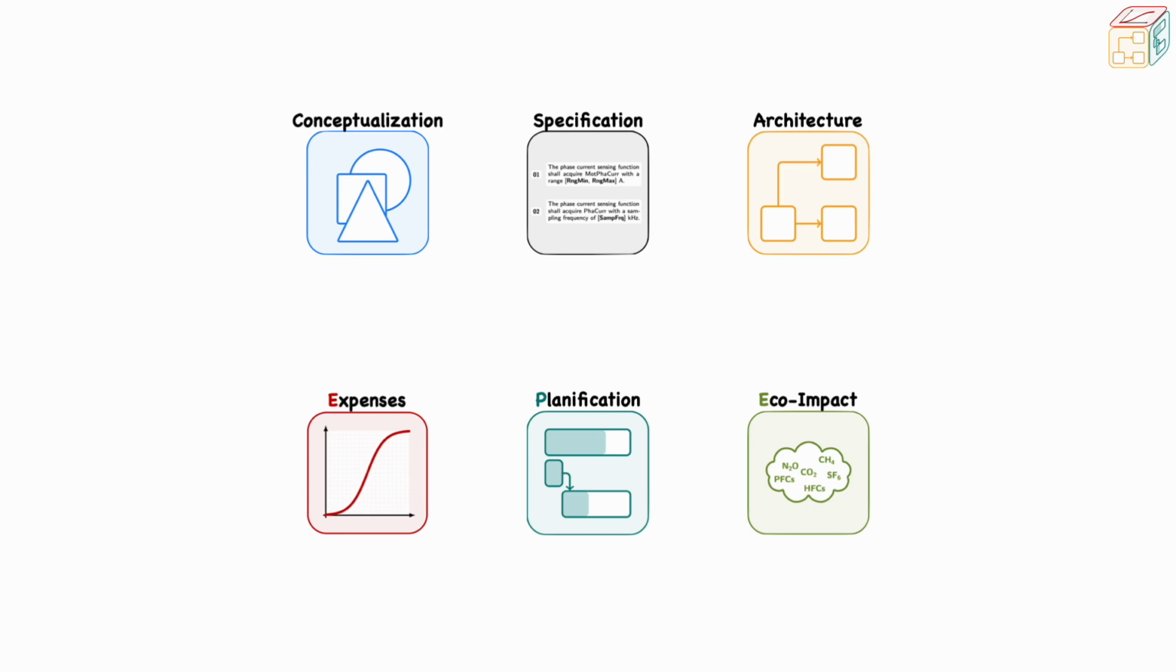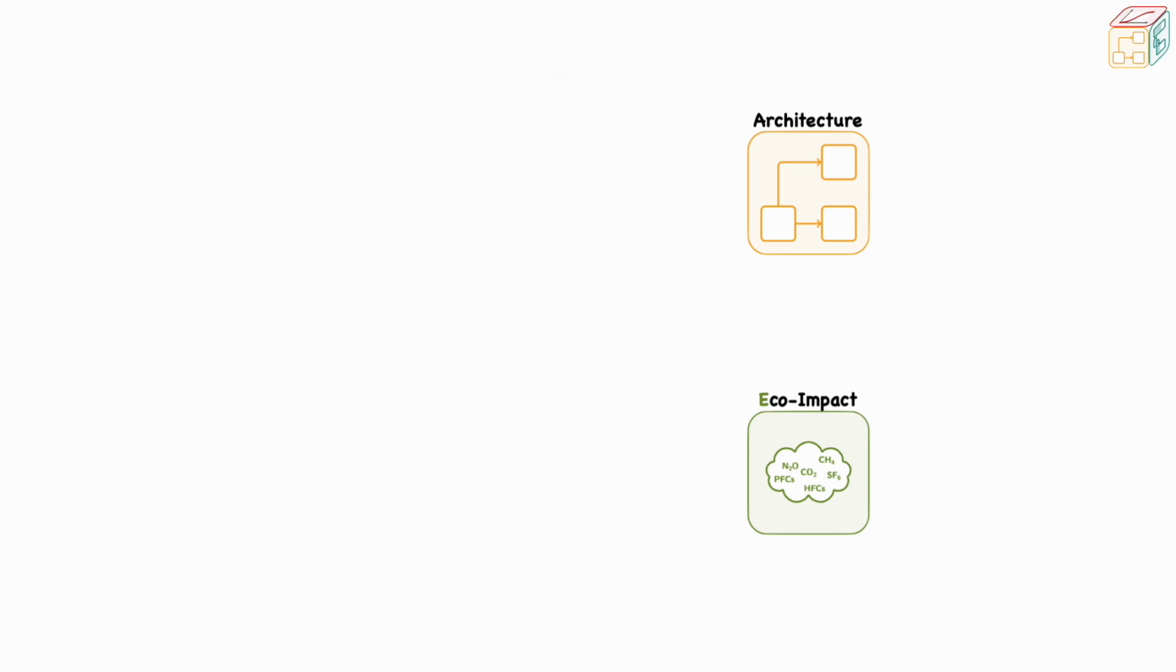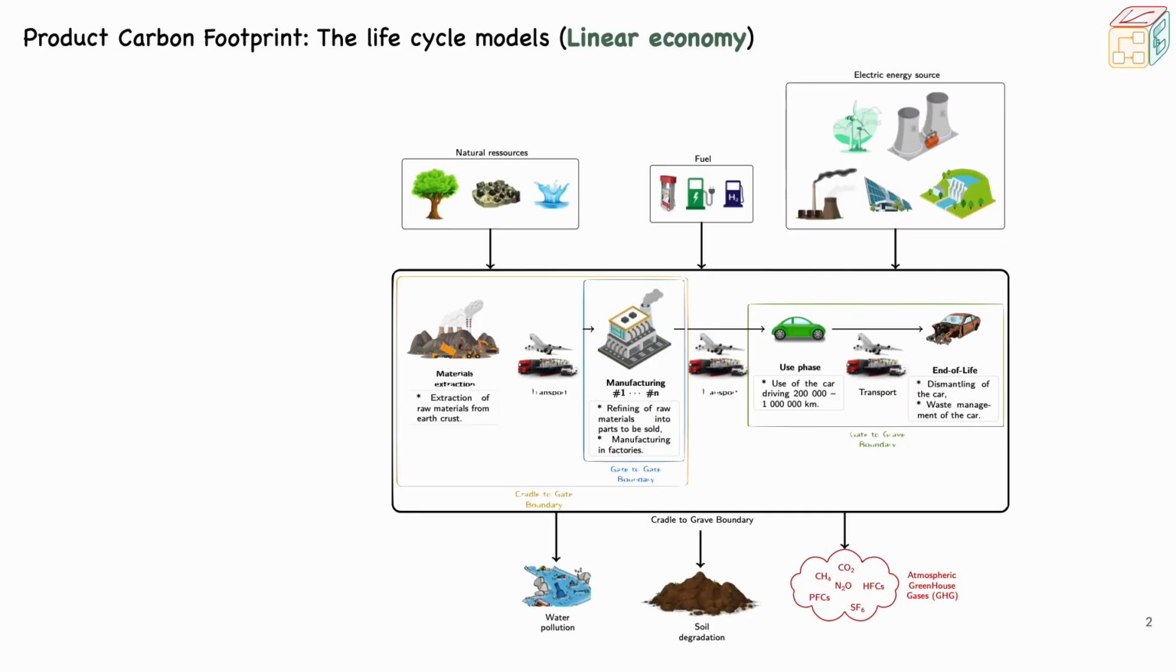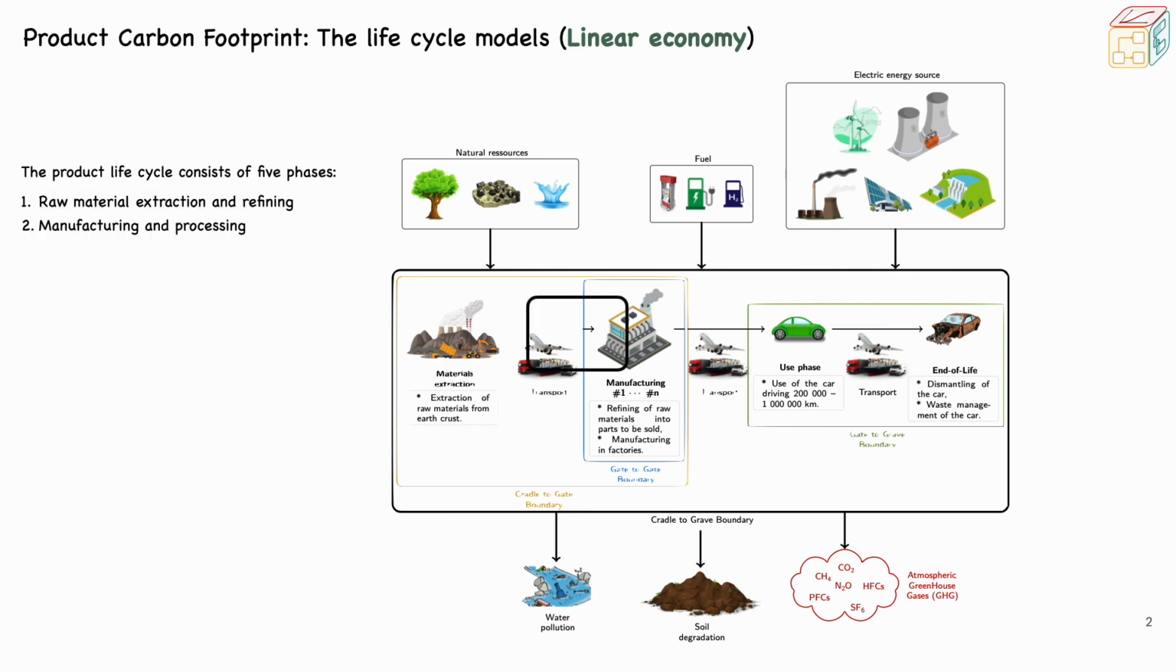For this time, we will only focus on designing the system architecture while simultaneously assessing the environmental impact, especially in terms of global warming. In general, building a product comprises 5 phases: raw material extraction and refining, manufacturing and processing, usage, waste disposal, and transportation and distribution.